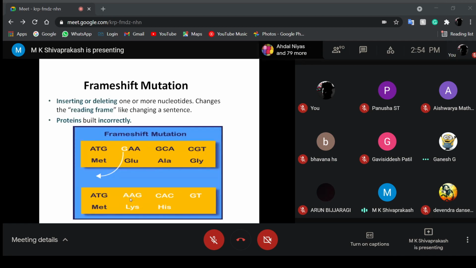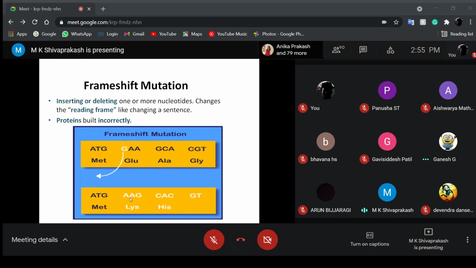Next is frame shift mutation. Inserting or deleting one or more nucleotides changes the reading frame. Either deletion or insertion of one or more nucleotides results in a change in the reading frame. It is like changing a sentence. For example, proteins are built incorrectly. As a result, what happens?